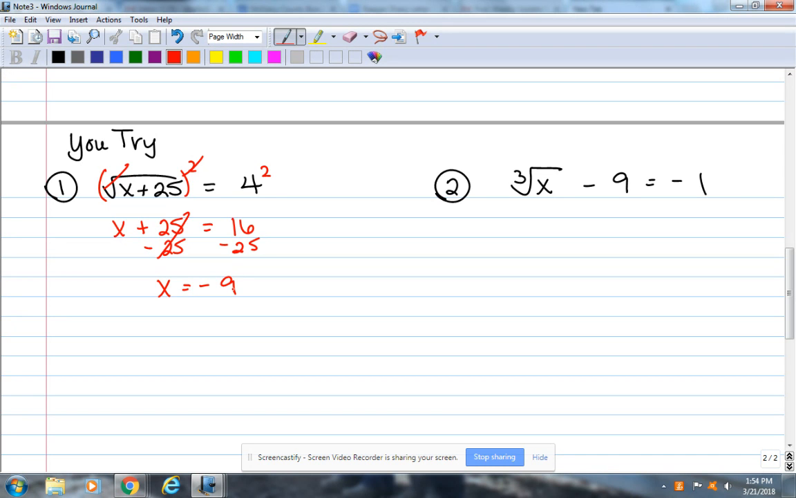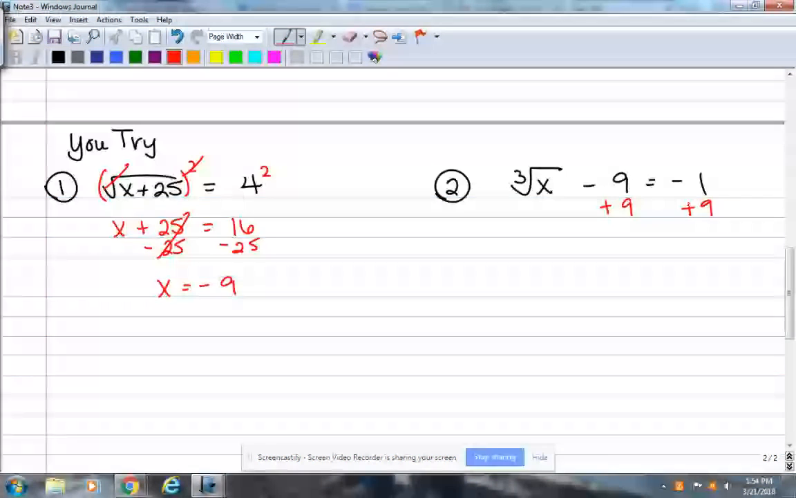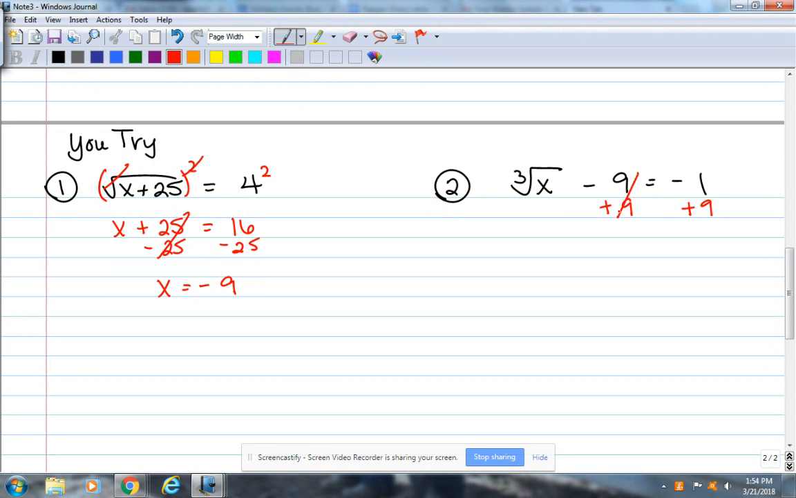All right, so number 2, you need to get the radical by itself first. So how do you do that? Add 9 to both sides. What's negative 1 plus 9? 8. So you got the cube root of x equals 8. And then how do you get the x by itself? You raise everything to the third power. And so that cancels the radicals. That leaves you with x equals, what is 8 to the third power? 512. Did y'all get that? All right, raise your hand if you got 512. Awesome.